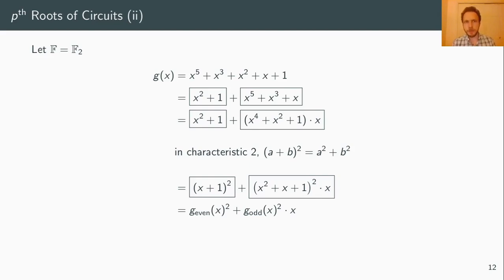Now, why is this useful? So remember, we're trying to take pth roots, and we're going to prove this in the special case when the characteristic is 2. So what we're really trying to do is take a square root of a circuit. So if g is f squared, then we can compute f by computing the even part of g. So this is where this decomposition is going to be useful. Namely, if I have a circuit which computes, say, g, I'm going to try and transform it into a circuit which computes the even part of g.